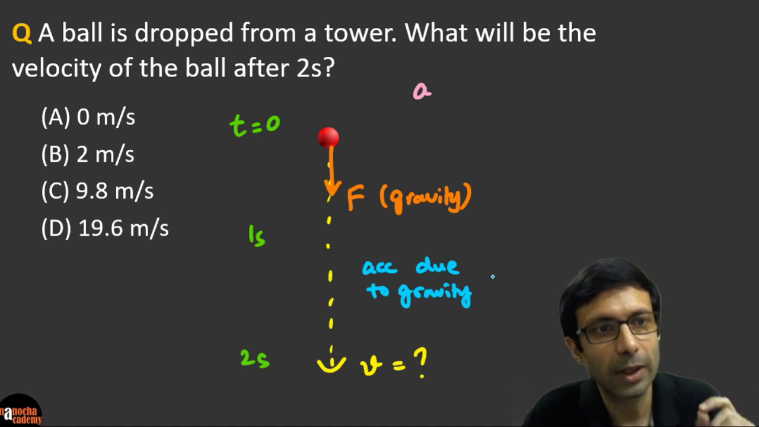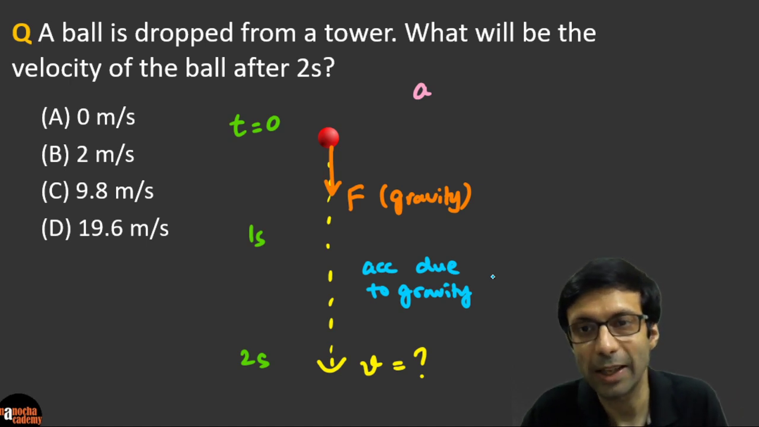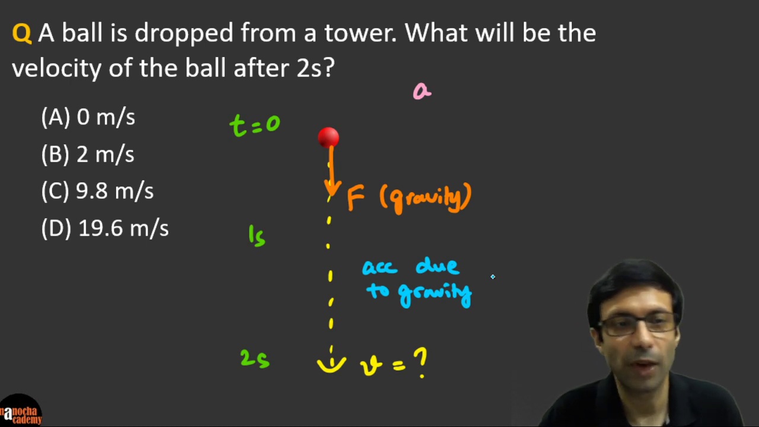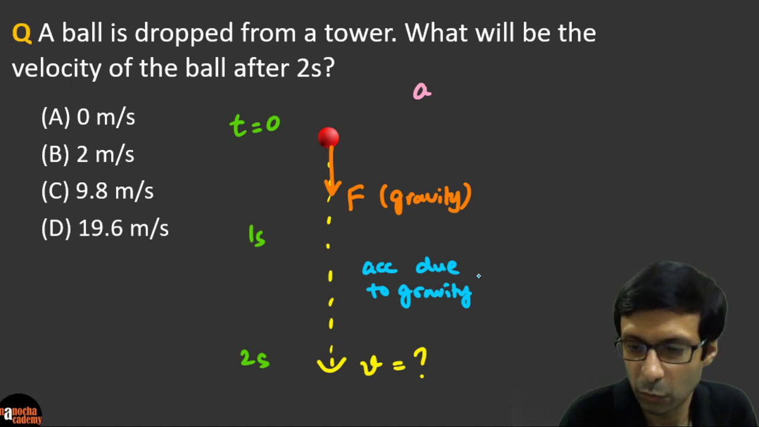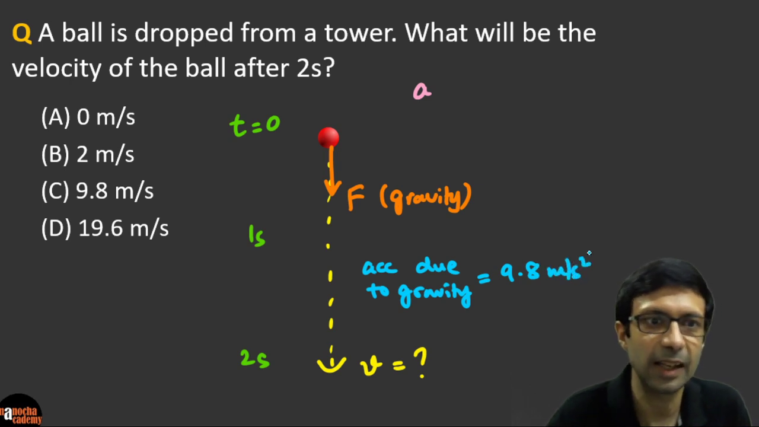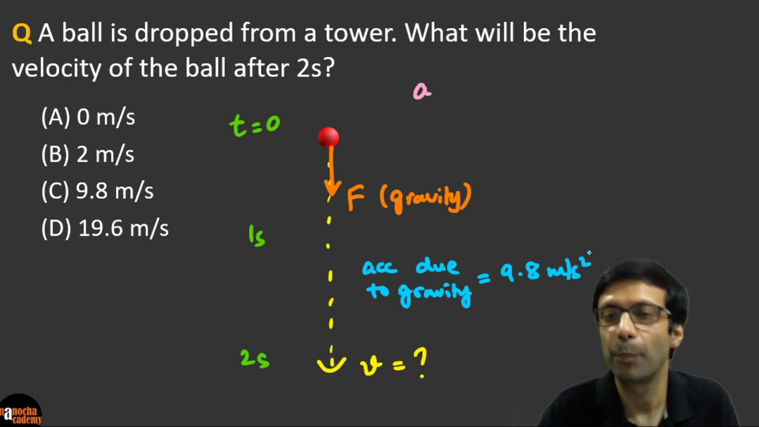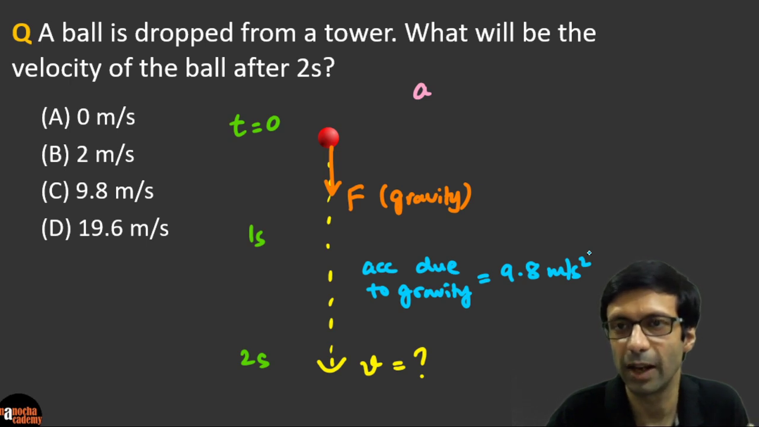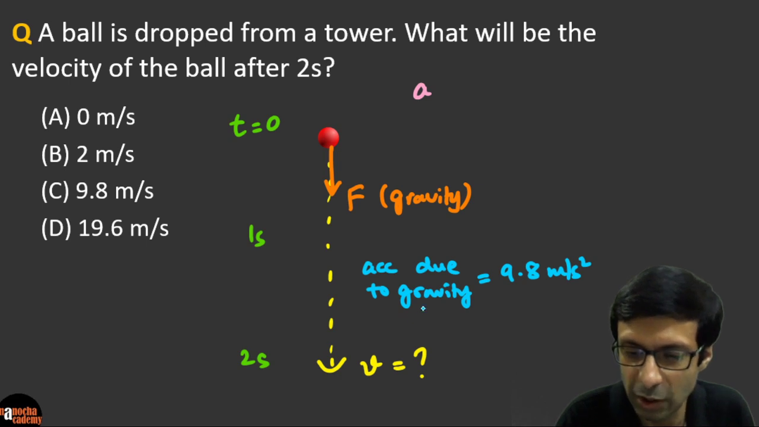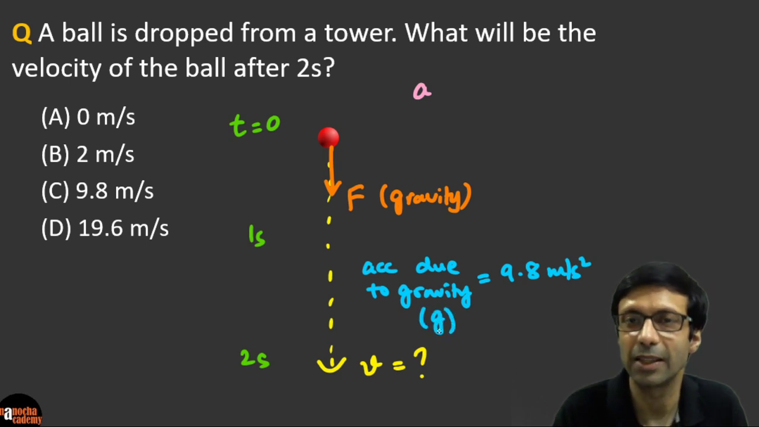So guys, do you know what is the average value of acceleration due to gravity on the earth? What is it? Very good. It's 9.8 meters per second square. That's the average value, right? Or approximately 10 meters per second square. So the average value is normally taken as 9.8 meters per second square. This we denote by g, or we can say a.